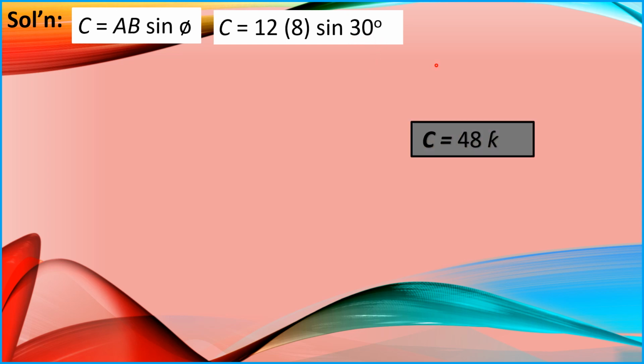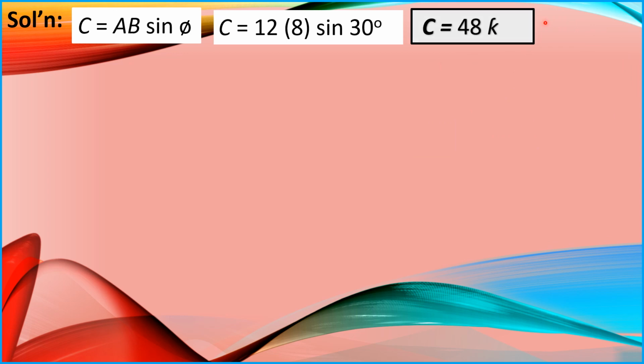For our first method, we simply use the formula: the magnitude of vector C is equal to the magnitudes of vectors A and B times the sine of the angle phi. The magnitude of vector A is 12 units, while the magnitude of vector B is 8 units. So 12 times 8, then multiply it by the sine of the angle phi, which is 30 degrees. Doing our math, what we get is the vector product.